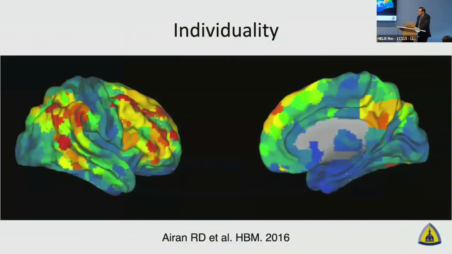Now, one of the issues is that even though I'm talking about networks as a whole, each person's brain is unique, right? So we did some studies to try to figure out how different the networks are across everybody, because we're not robots and we're not identical.